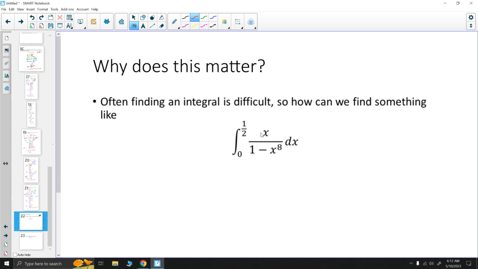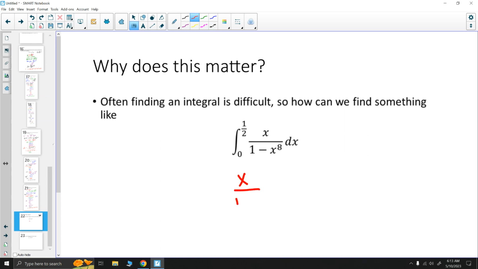So let's say we're trying to integrate this thing. Now, I have no idea how to integrate something that is x over 1 minus x to the 8th. No idea how to do that. So what we need to do is write it as a power series first. If we're going to take this integral, we need to write this as a power series to be able to do that, because I don't have any idea how to integrate this thing. Okay, so let's start by writing it as a power series.